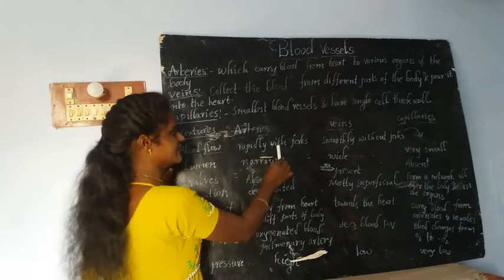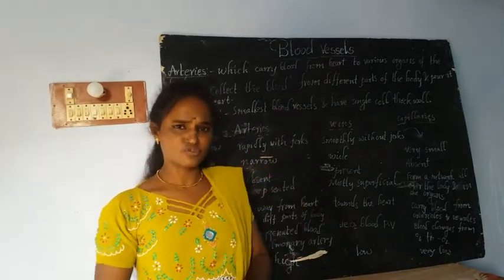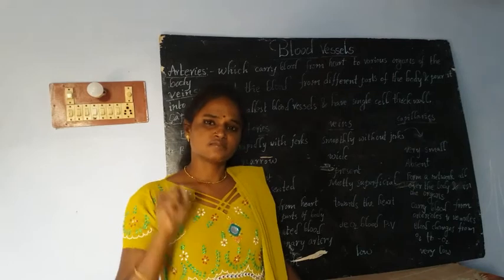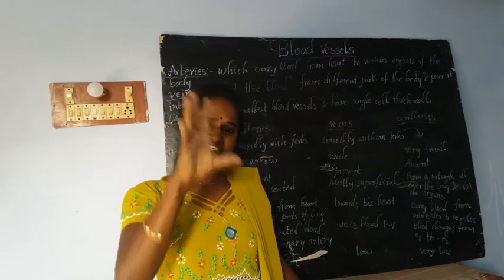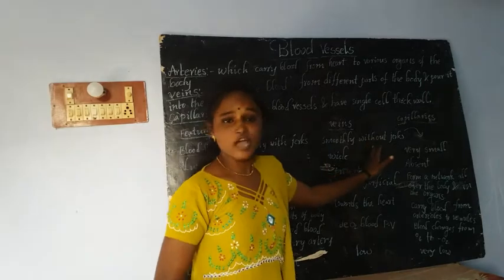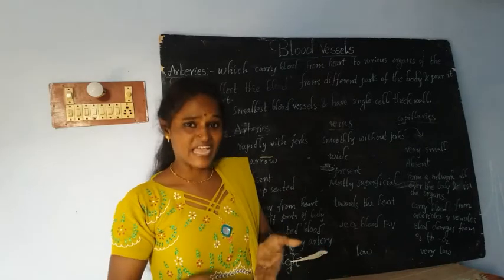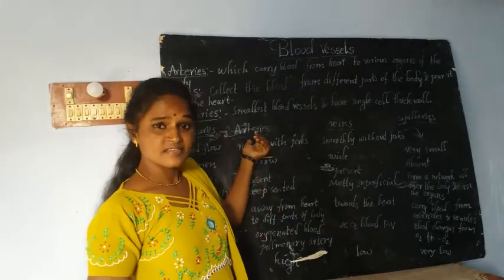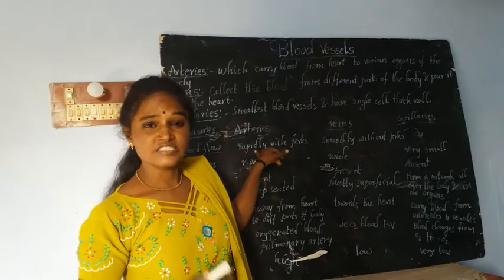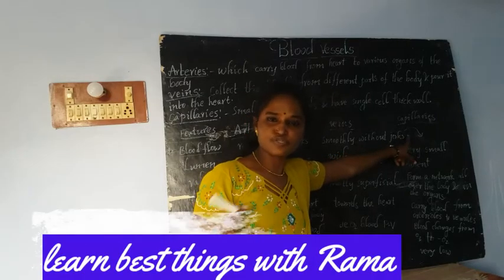See here children, rapidly with jerks. The heart pumps blood in the form of jerks. It is not sending it in a slow manner, not continuously. In the form of jerks, it sends the blood into arteries. What about veins? Smoothly without any jerks. Inside the veins, there are no jerks because they take blood from organs. But the arteries carry the blood from the heart. That's why here we find the rapid jerks, but here there are no jerks. In the same manner, in capillaries also there are no jerks.